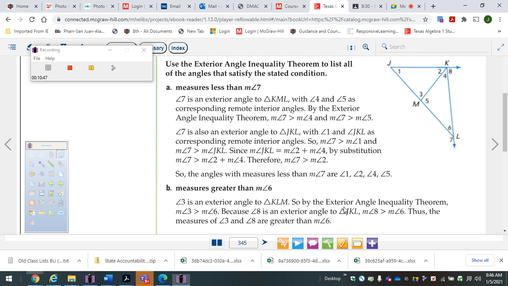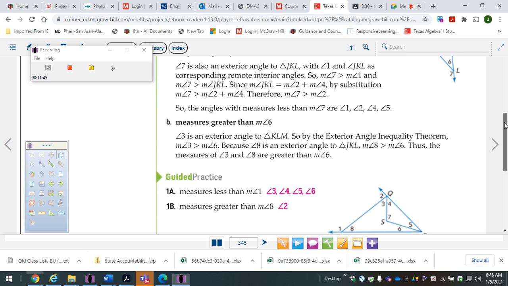Because 8 is an exterior angle to JKL. You see that one? And we know that the measure of 8 is greater than this one, which is the interior angle to 8 also. So now we know that that angle is greater than 6. So in this situation we have that angle 3 is greater than angle 6 and angle 8 is greater than angle 6. 6 happens to be a remote interior angle to that 3 and to that 8. Yeah, oops, gave you the answers.